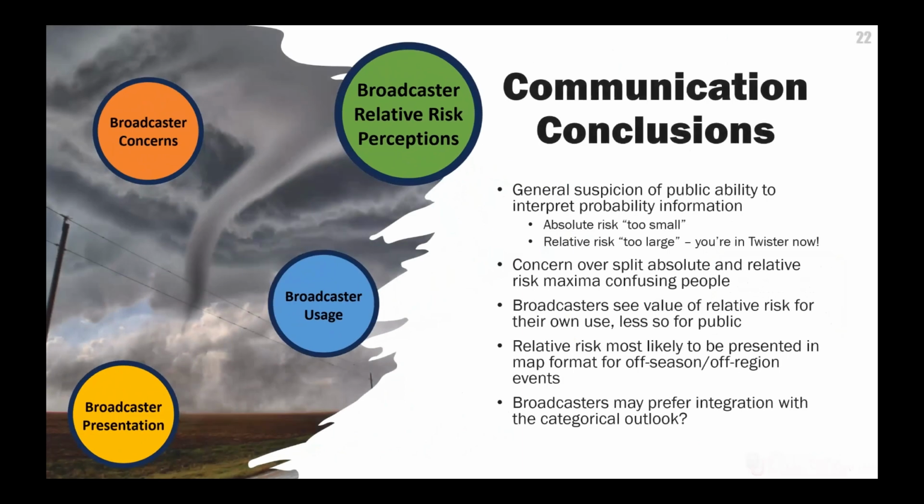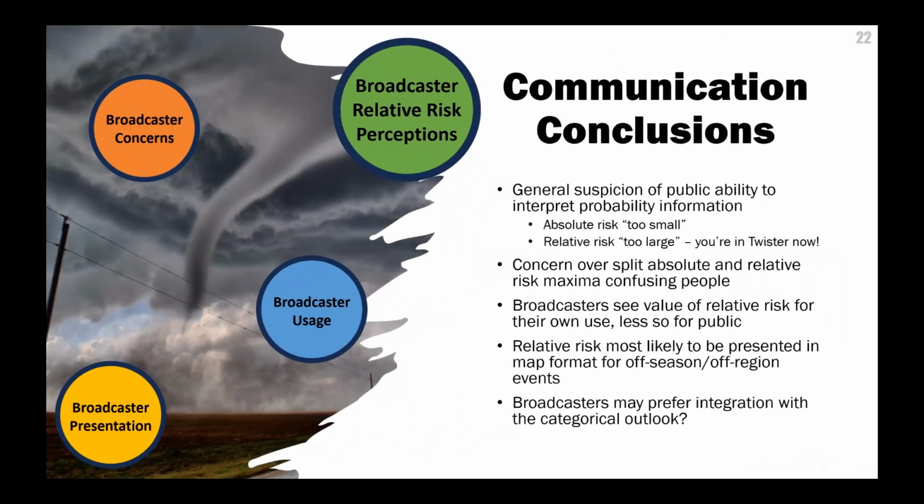But anyway, talking about our results for this section, there's a general suspicion amongst broadcasters, at least the ones we interviewed, of the public's ability to interpret probability information. They see the absolute risks as too small and the relative risks as too large. You're in the Twister movie now. There's also a bit of concern over the split between absolute and relative risk maxima, confusing people. Broadcasters also see value for relative risk for their own use, not so much for the public. And when pressed, they say that they're most likely to present the product in a map format for off-season, off-region tornado events. They also might prefer to integrate the product with the categorical outlook, just as a one-stop shop.